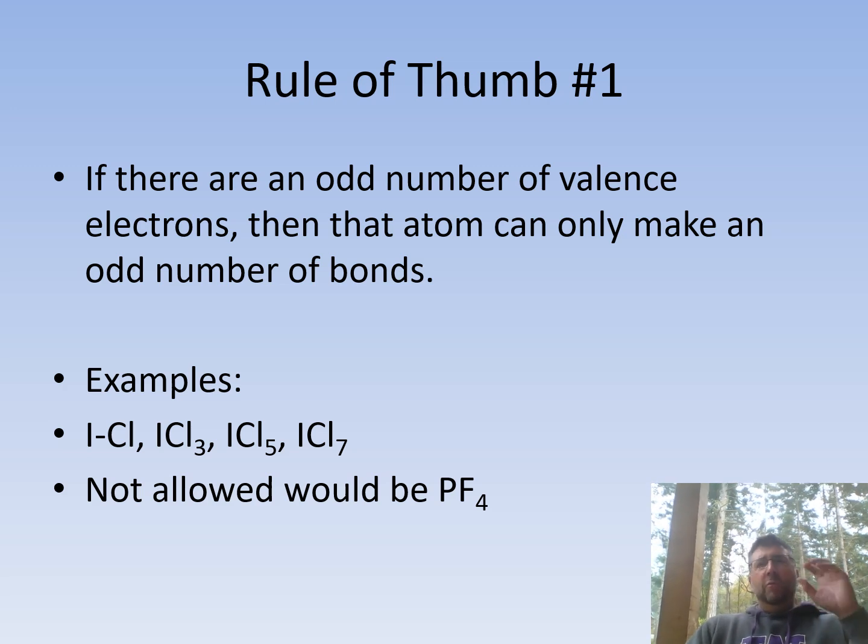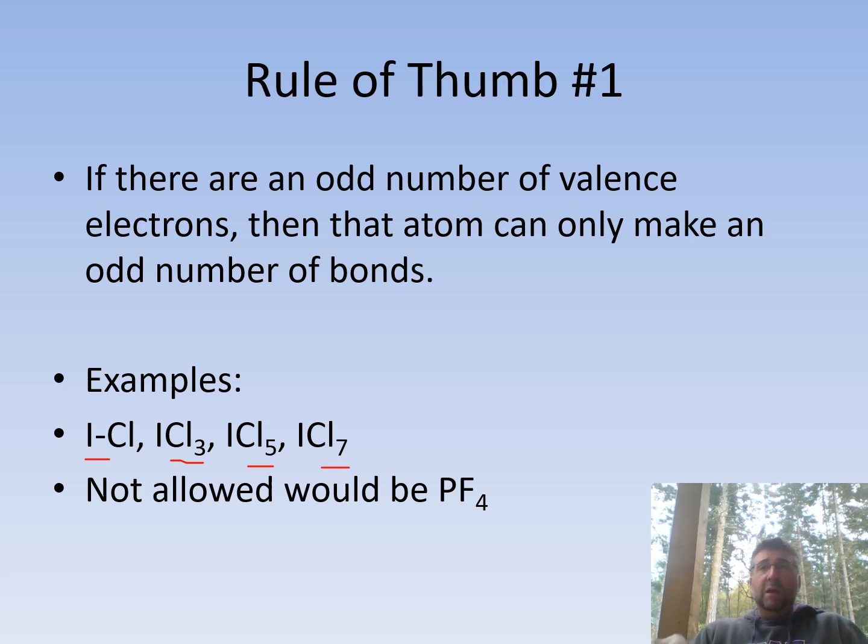Okay, so just want to remind you of the rule of thumb when we're working with certain atoms that are going to become hypervalent. If there's an odd number of valence electrons, then that atom can only make odd numbers of bonds. So for instance, if we're looking at iodine as the central atom, we can have ICl, ICl3, ICl5, and ICl7 as we break up those different lone pairs. However, we can never have an even number for that. So you can't have P, which has an odd number of valence electrons, only bonding to 4 fluorines.